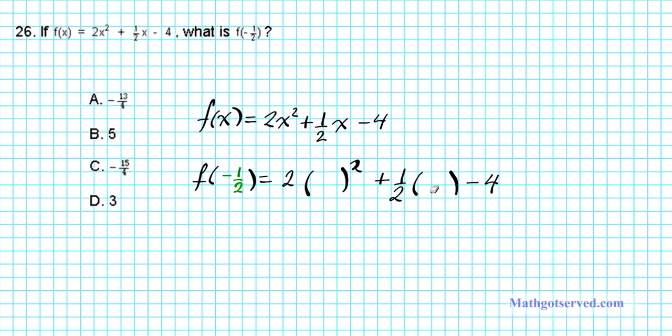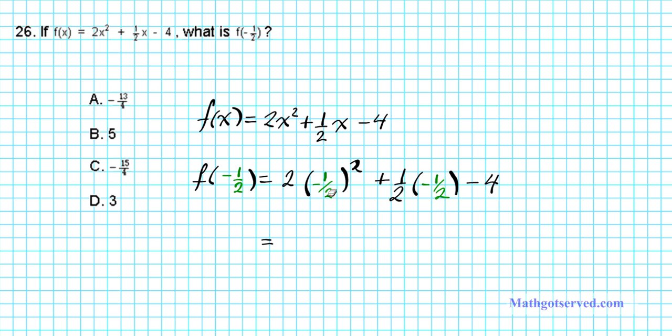Okay, so why do I have the parentheses here? Well, I took out the x's because I want to replace them with a value. The new value of x is negative 1/2, so we're going to put negative 1/2 in these parentheses right here. Now this problem has changed into an order of operations problem, so we're going to use the order of operations to simplify this expression.